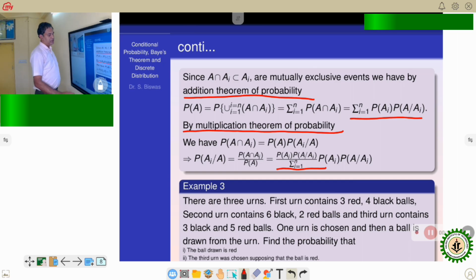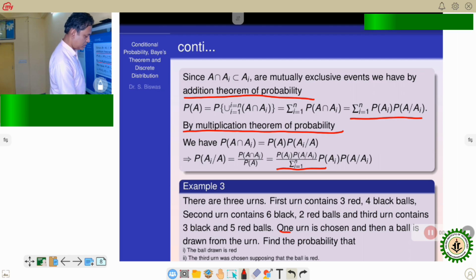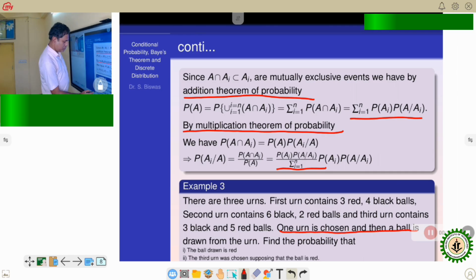Now, I give an example to understand this. There are 3 urns. The first urn contains 3 red, 4 black balls. Likewise, the others are given. Now, one urn is chosen, and then a ball is drawn from the urn. Find the probability that the ball drawn is red.